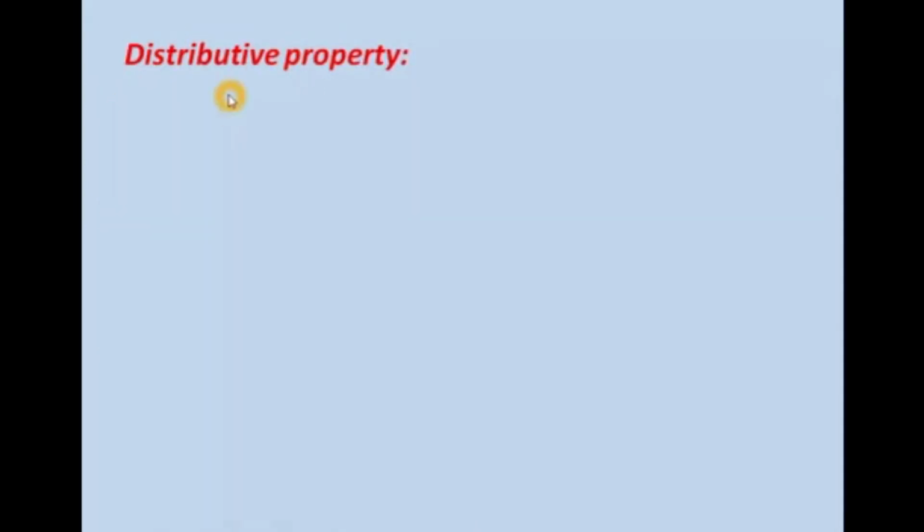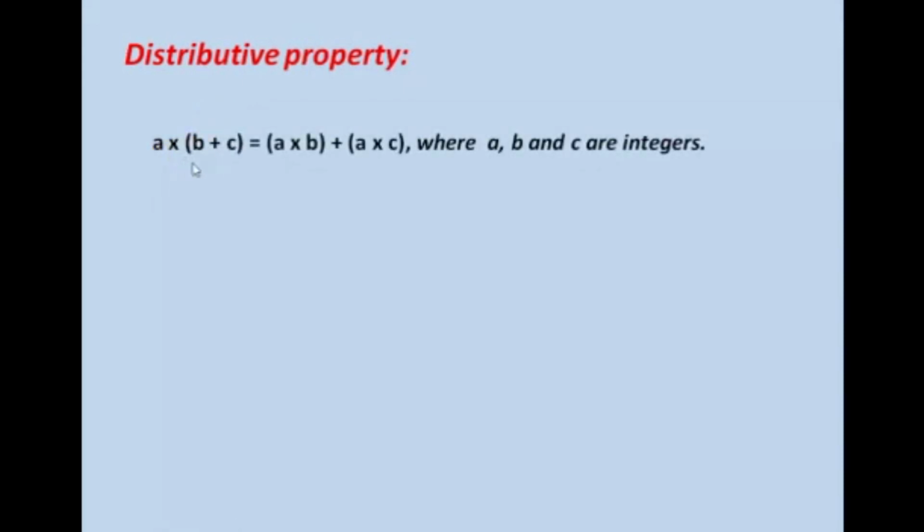Distributive property. A multiplied with the sum of B and C, which is equal to A into B plus A into C, where A, B and C are integers. A into B is obtained from the product of the first integer A and B, and plus is taken from the middle. A into C is obtained from the product of the first integer A and the third integer C.